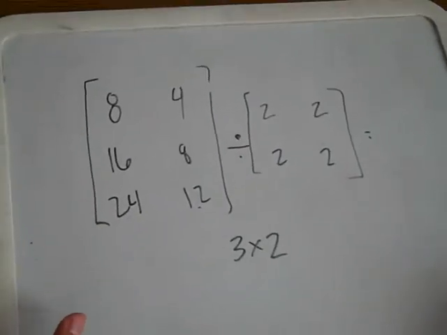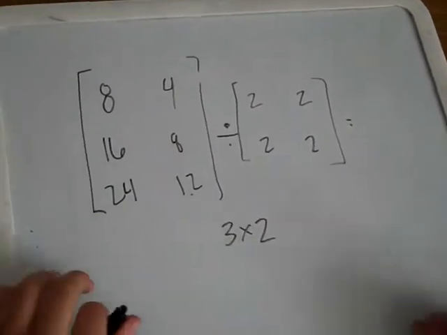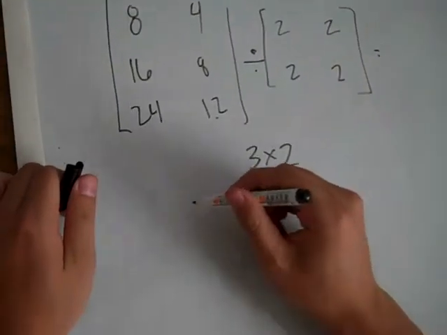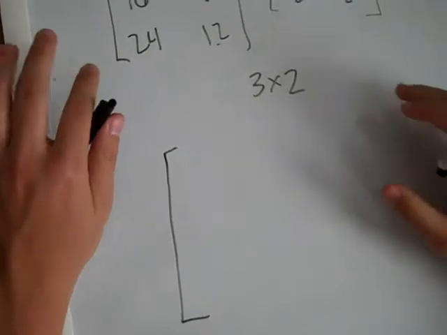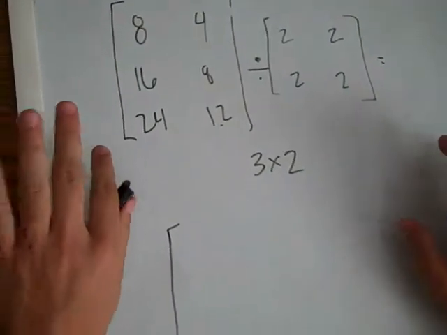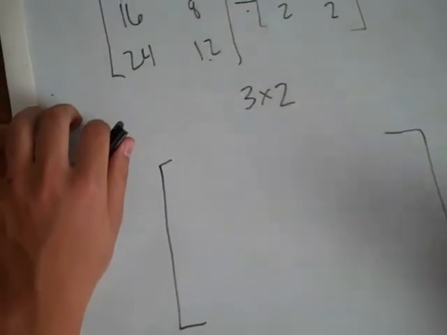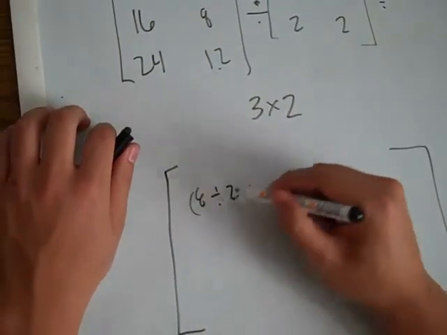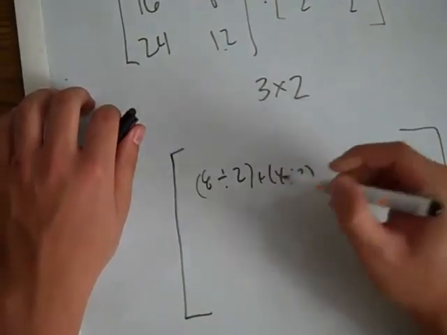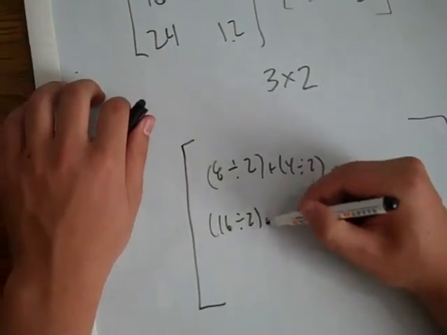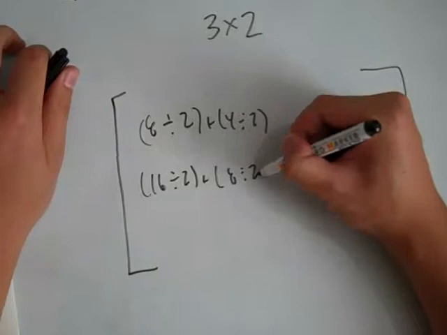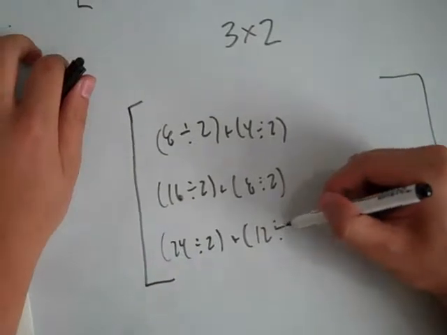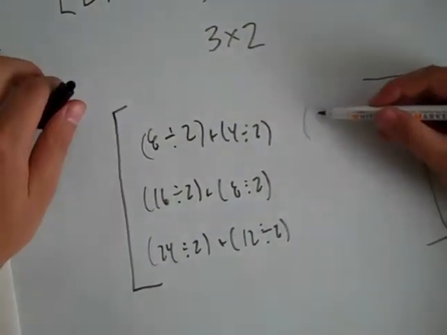Okay, lastly, I'm going to show you how to divide matrices. So, again, as before, our resultant will be a 3 by 2. The same technique for multiplying goes for dividing. Just this time, instead of multiplying rows by columns, we divide. So this will be 8 divided by 2 plus 4 divided by 2. 16 divided by 2 plus 8 divided by 2. 24 divided by 2 plus 12 divided by 2. And so on. And so let's quickly get this over with.